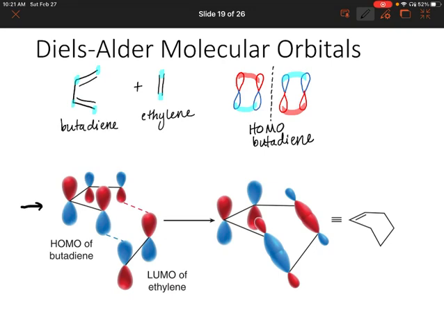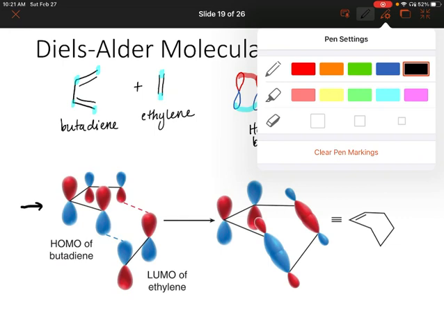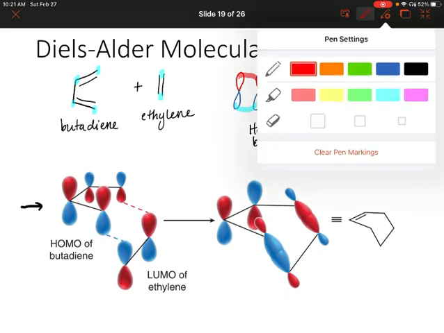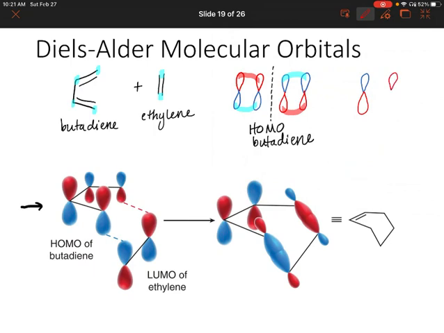So let's draw what that looks like. The lowest unoccupied molecular orbital for our simple alkene has two p orbitals, but they're not aligned with each other. So there's a node down the middle. But this would be the LUMO of ethylene. Remember, we talked about how the HOMO and the LUMO, that's where all the chemistry occurs. And those were called the frontier orbitals.